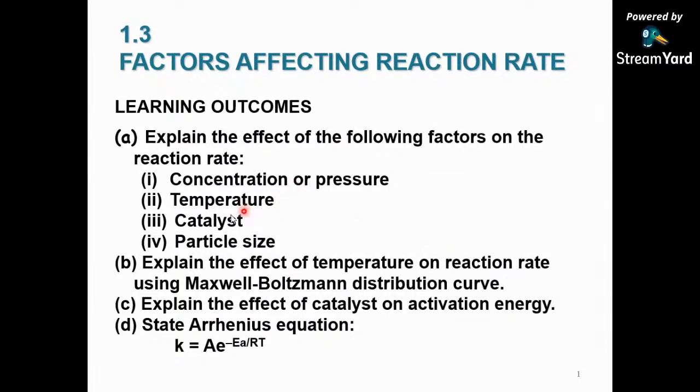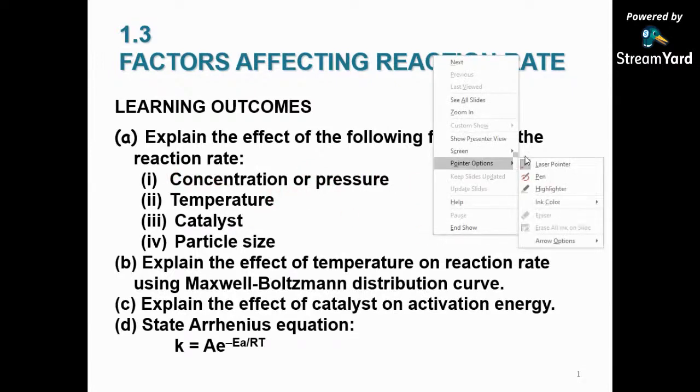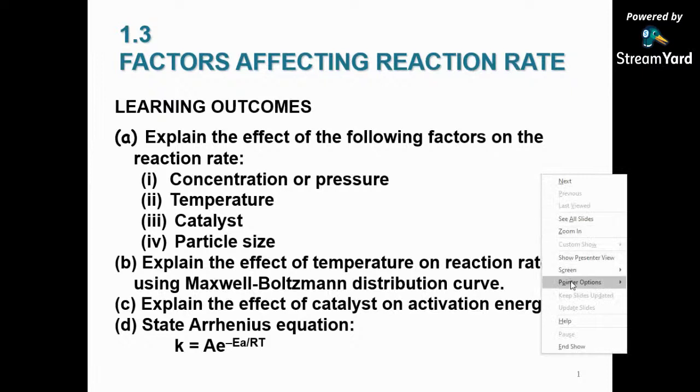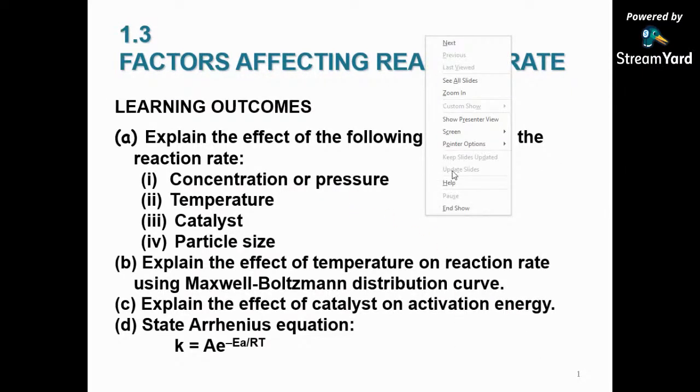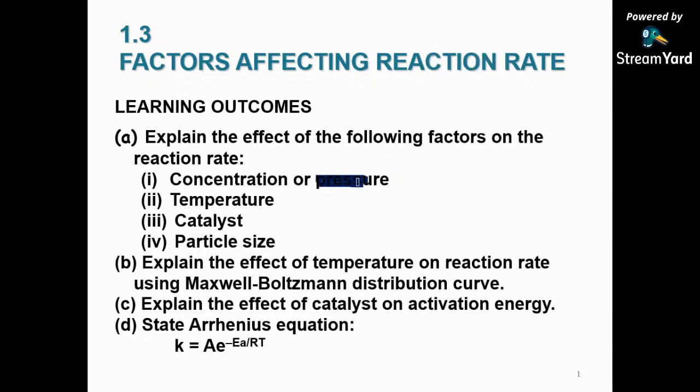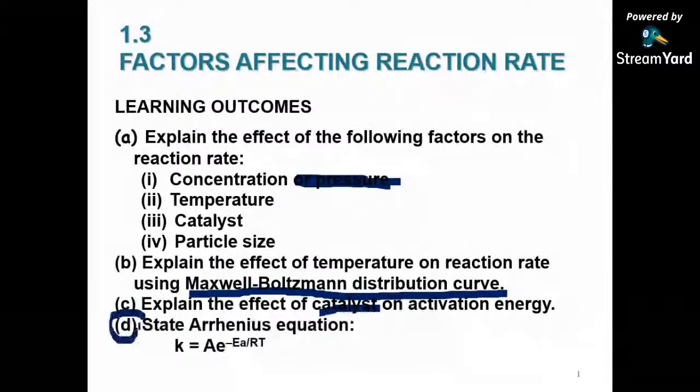Concentration, temperature, catalyst, particle size. Another one is catalyst. You can ignore the pressure. We just consider concentration. And then you must know how to explain the effect of temperature on the reaction rate using the Maxwell-Boltzmann distribution curve. Next is the catalyst, no problem. And then this one is the new thing for you all. This one also involves graph plotting, the Arrhenius equation.